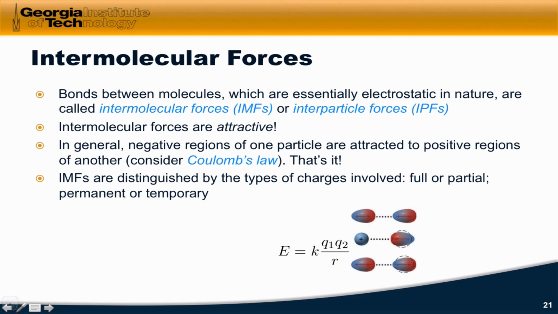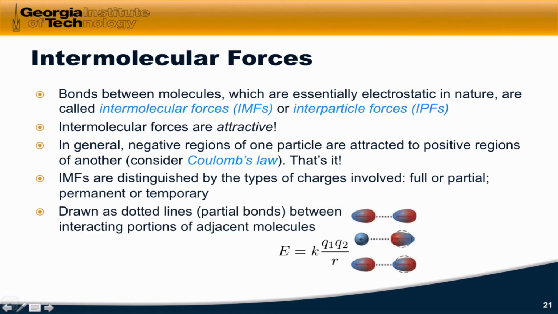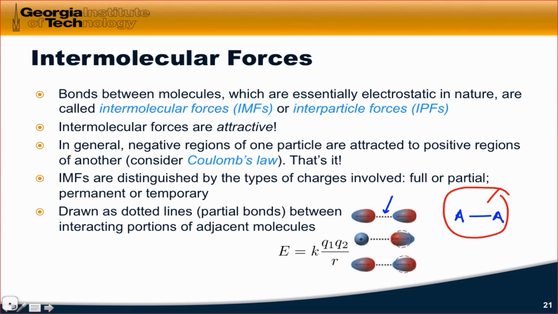And we distinguish the different types of intermolecular forces by the types of charges involved, whether we're talking about full-on ions, covalent molecules containing permanent dipoles, or covalent molecules containing only temporary dipoles. We typically draw these as dotted lines between the interacting portions of adjacent molecules because what we find is these are not as strong as covalent bonds. So we can't, for example, use a solid line to represent an intermolecular force because really the bond is not as strong as a covalent bond between 2 atoms.